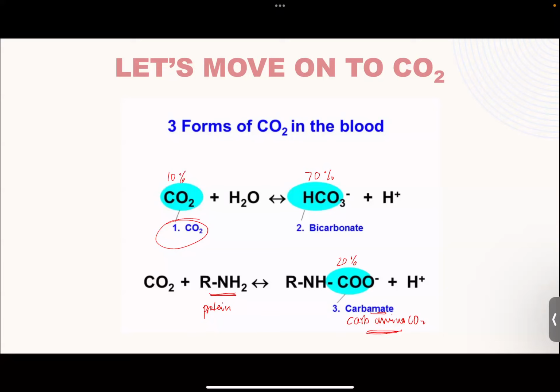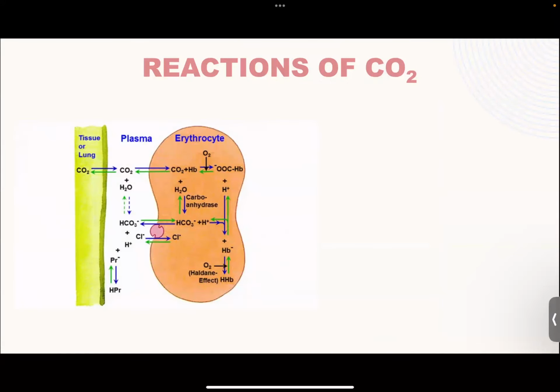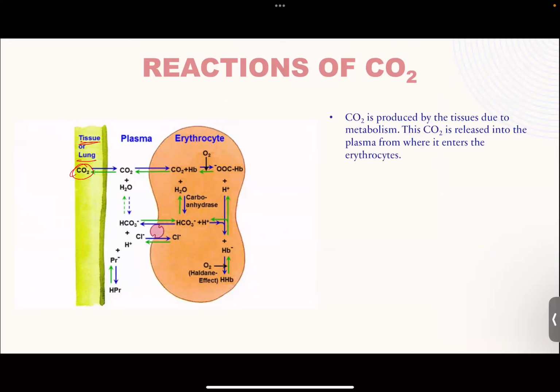So we have all these reactions happening, right? CO2 plus H2O, CO2 and proteins. Let's go more into that. Reactions of CO2. Any tissue producing CO2, due to metabolism. Any activity is gonna produce CO2 in our body, and it's gonna go from the tissue into the plasma, and then from the plasma into the erythrocytes. In the erythrocytes, some of the CO2 will bind with hemoglobin. Hemoglobin is a protein. What is it going to form? It's going to form carbamate.